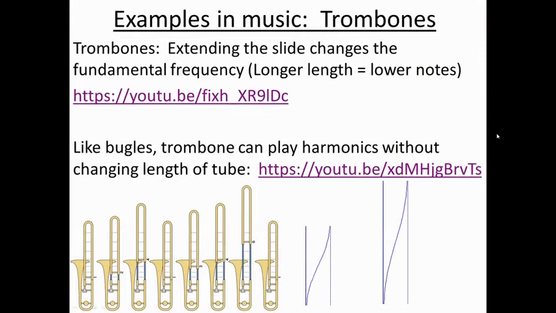The next instrument I wanted to talk about is trombones. And so with trombones, they're different than bugles because trombones do have moving parts. So you've got the slider, and this slider can go forward and backwards, and that changes the length of the air column, the tube that the sound waves travel through.